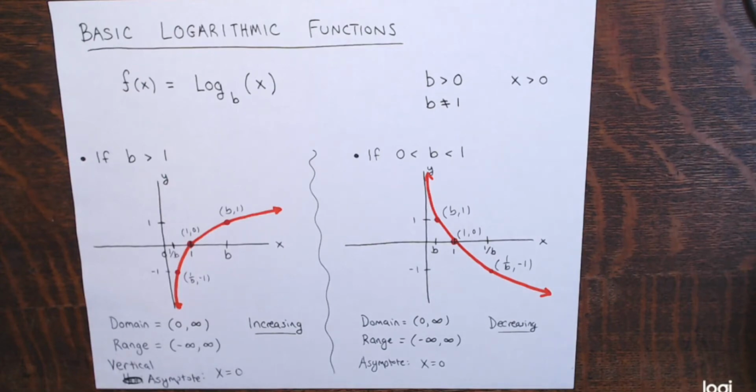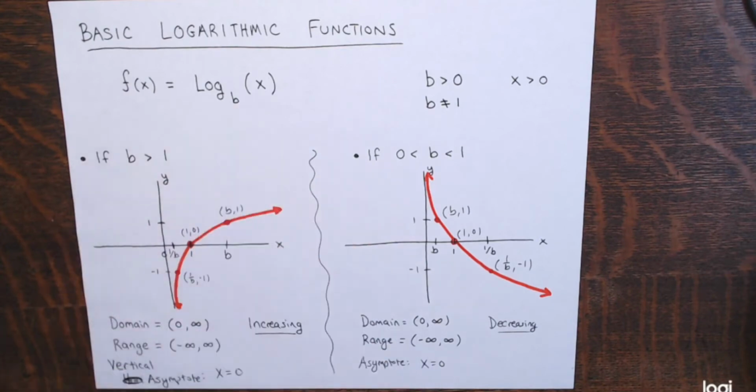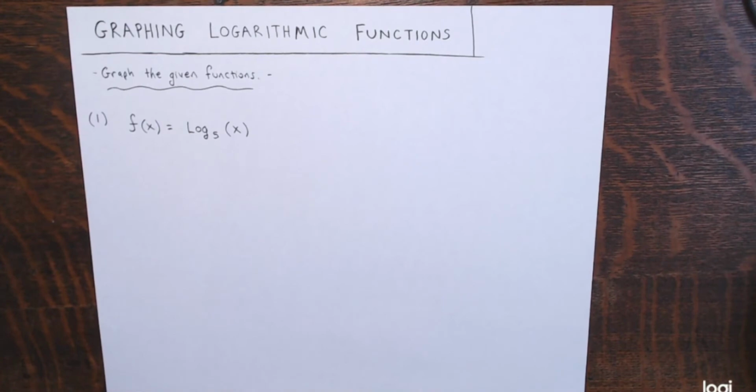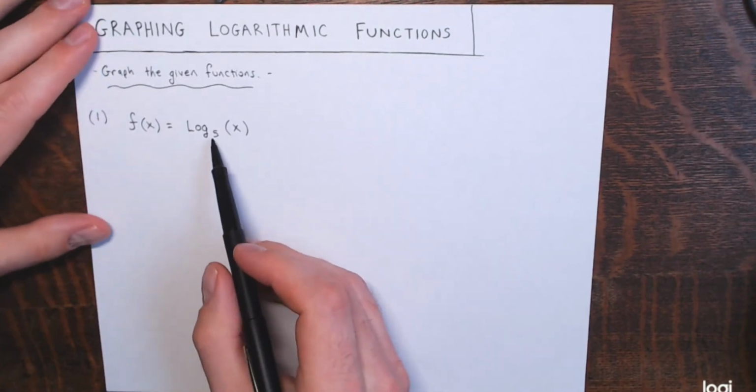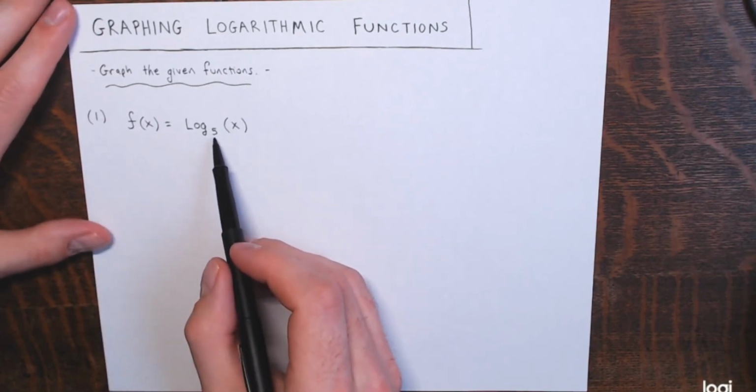Okay, so if you have these in your head, for the first couple examples we're going to look at some of these basic ones where you're just doing log with some base of x. And then after a few of those examples, we'll look at some transformed versions and graph those as well. My first example is a basic logarithmic function with a base that's bigger than 1. This is f of x equals the logarithm base 5 of x.